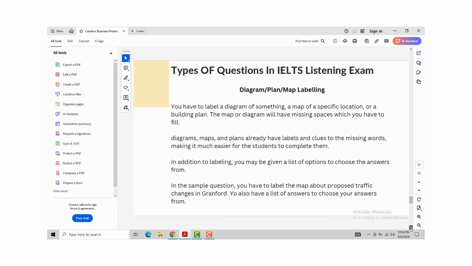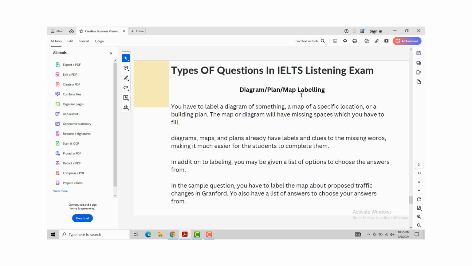Okay, the last type of question is diagram, plan, map labeling. It can be 3 different types of questions, but they are very much related to each other, so I have categorized them as a single type of question. You have to label a diagram of something, a map of a specific location, or a building plan. They will provide you with a plan, a map, or a diagram, and you have to label it while you listen to the recording.